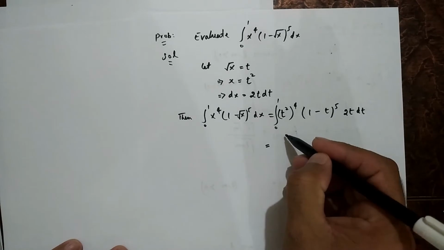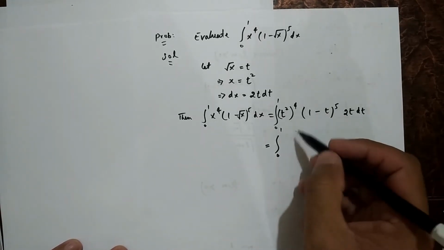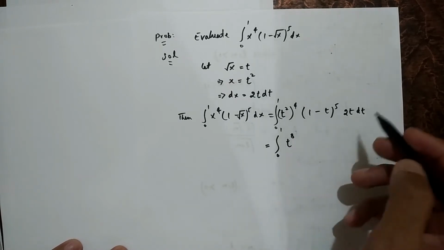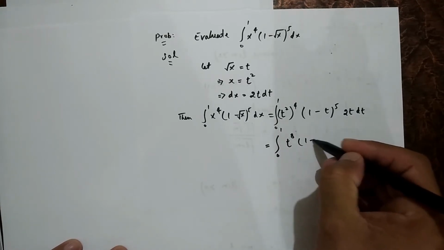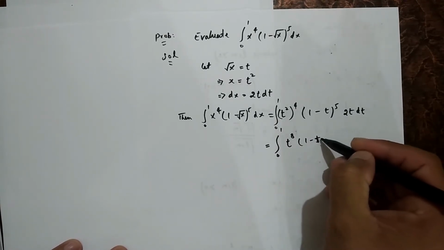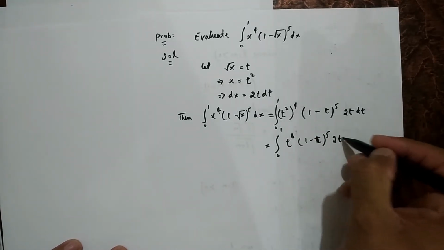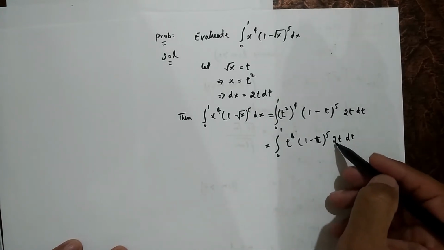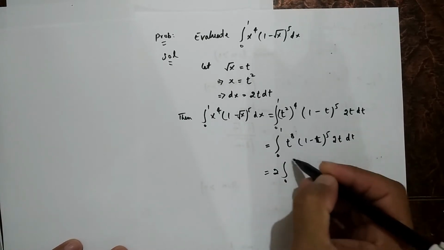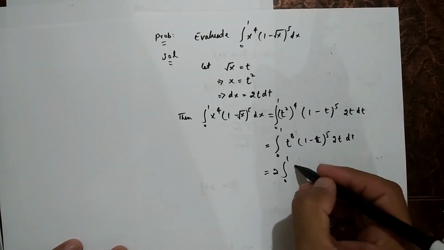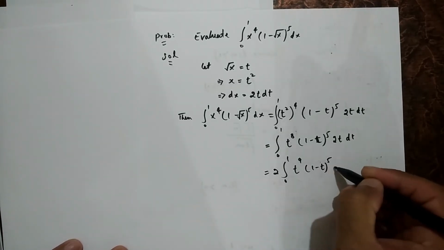Now this will be equal to the integral from 0 to 1 of t to the power 8 and (1 minus t) to the power 5 into 2t dt. Bring this 2 out of the integral, and this will be 2 times the integral from 0 to 1 of t to the power 9 into (1 minus t) to the power 5 dt.